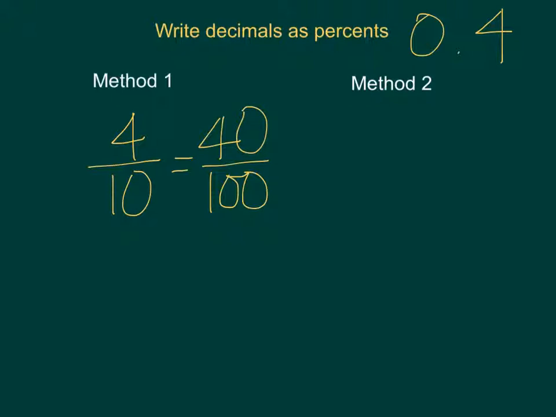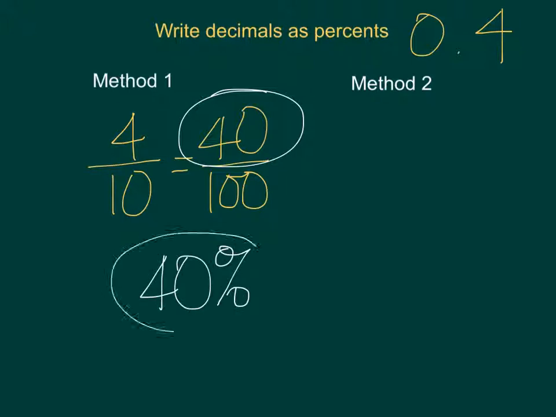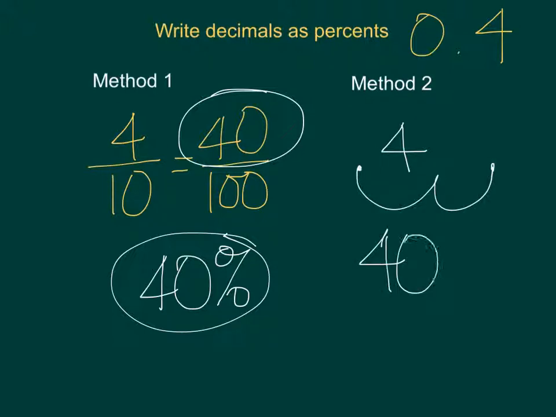So then we know that when we're writing a percent, the numerator is the number with a percent sign. We can also multiply by 100 and just add a percent sign. So if our decimal is 0.4, when you multiply by 100, you move the decimal point 2 places to the right, which gives you the same answer we got with the first method.